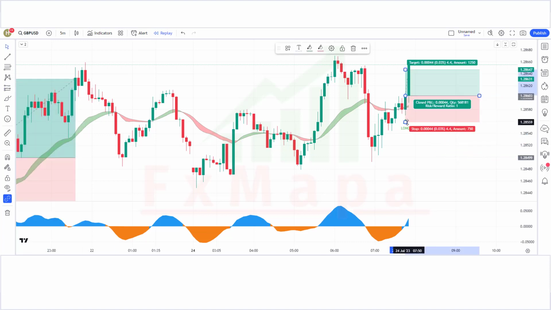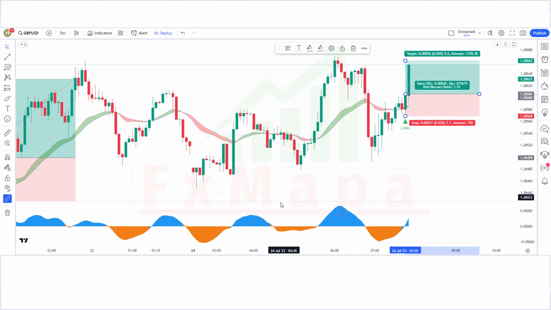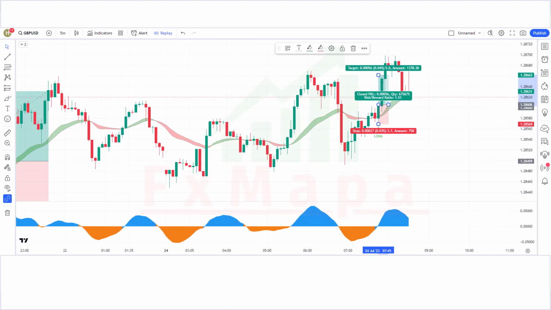Our stop loss will be placed at the alternative trend indicator's strike lower. And the risk to reward ratio will be 1:1.5. Let's see what happens to our trade. We have won the trade. Wait for the next signal.